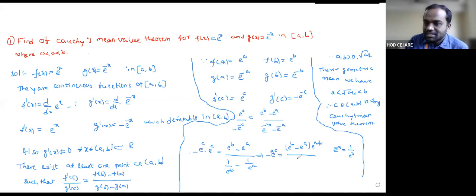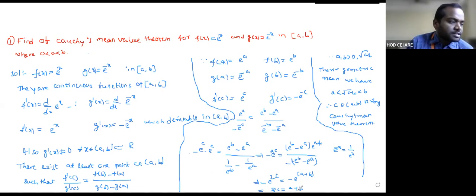So we can write minus e^(2c) is equal to minus (e^b minus e^a) e^a e^b divided by (e^b minus e^a), and the common terms are cancelled. The numerators will be minus, so minus e^(2c) is equal to minus e^(a+b). Bases are equal, so powers should be equalized: 2c is equal to a plus b.